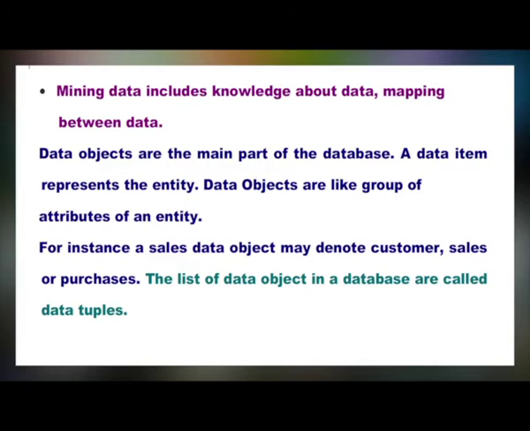The data objects are the main part of the database. A data item represents an entity. Data objects are like groups of attributes of an entity. For instance, a sales data object may denote customers, sales or purchases. The list of data objects in a database are called data tuples.